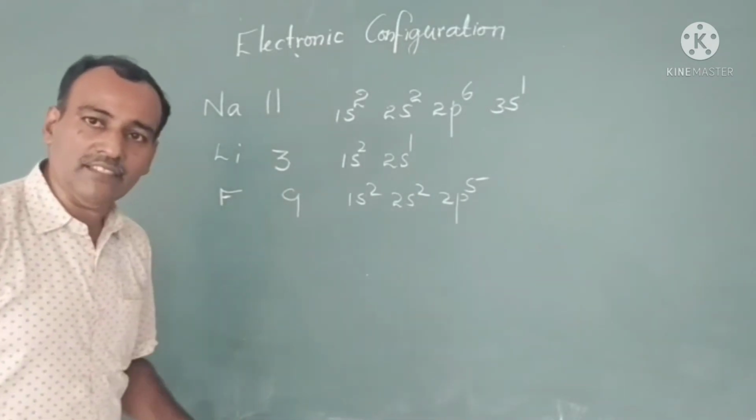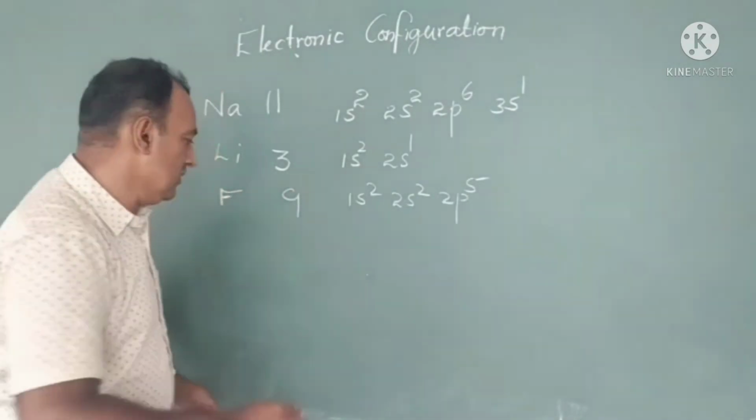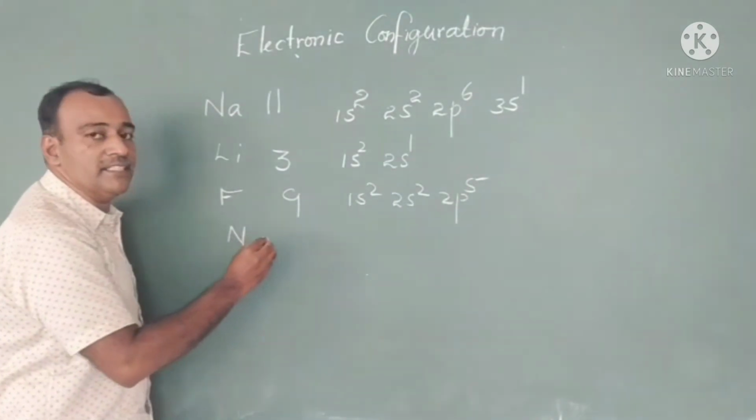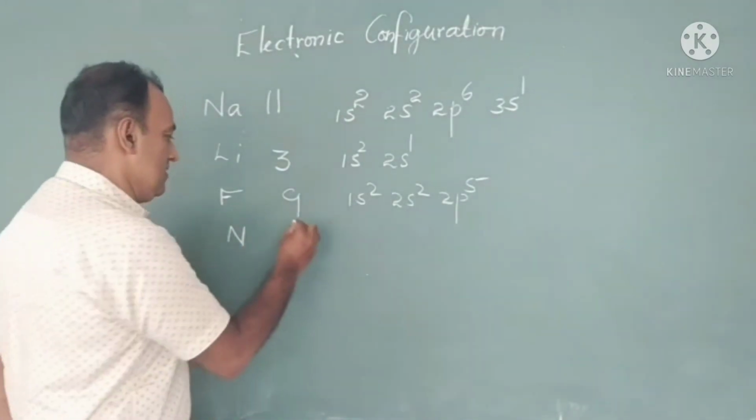So this is the electronic configuration of fluorine. So what about the electronic configuration of nitrogen? Nitrogen, atomic number, tell me the atomic number, 7.